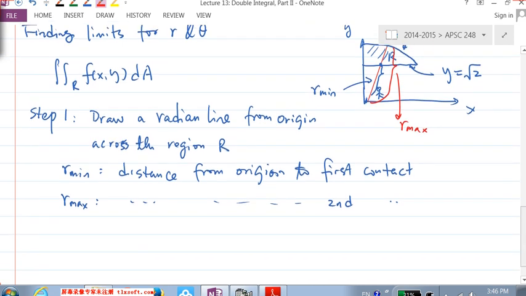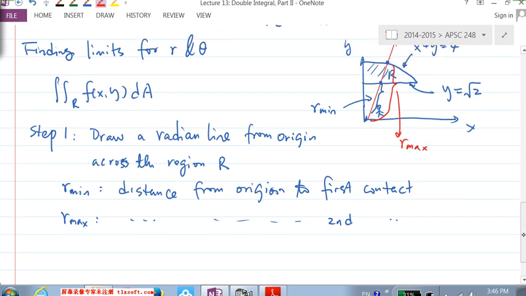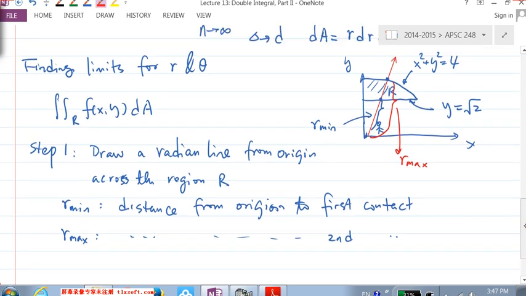Once you figure out r min and r max, the next is theta min and theta max. But let's see in this particular case what the values for r min and r max are. Let's do the easy one. Which one is easy, r min or r max? r max. r max must always equal the radius, because the second contact point is on the circle. So from here to here is the radius of the circle, which is 2. So r max is 2.